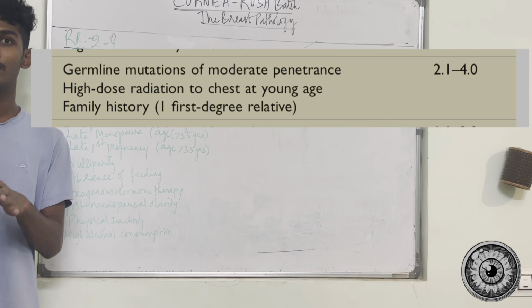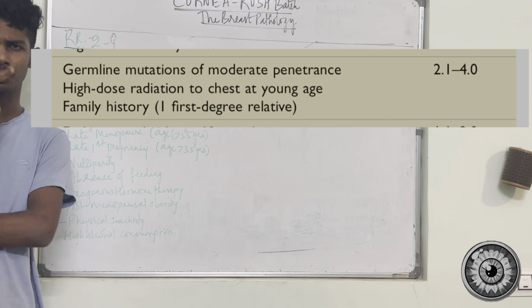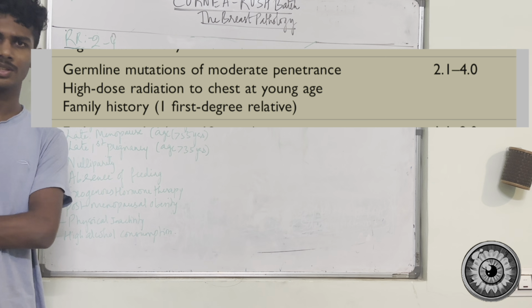So these are all moderate risk. That means relative risk of 2 to 4. Next, familial history, that is first degree. For example, what is the first degree familial history you think of? The mom or the sibling.